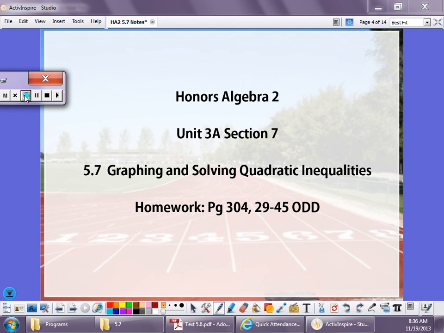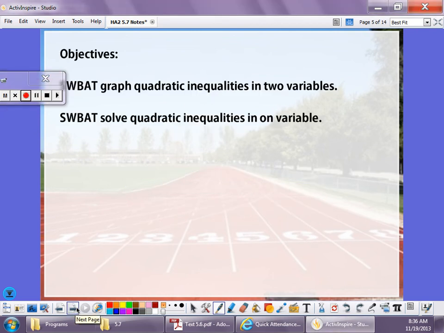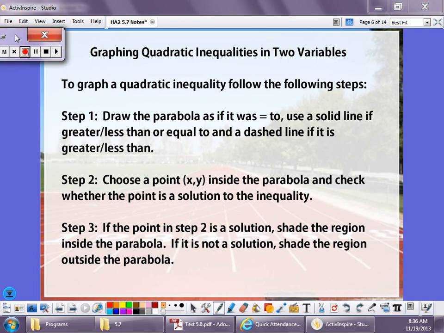So the homework for today is right here. It's assignment 8. We're going to do graphing and solving quadratic inequalities. All right, so you're going to want to write these notes down. It's just the steps for graphing quadratic inequalities in two variables. So if you know these steps, it's really not that difficult.